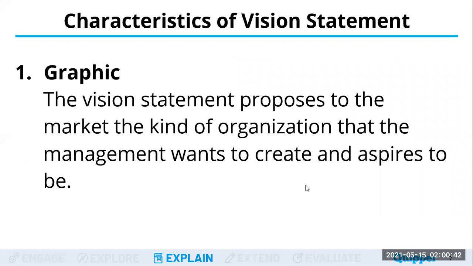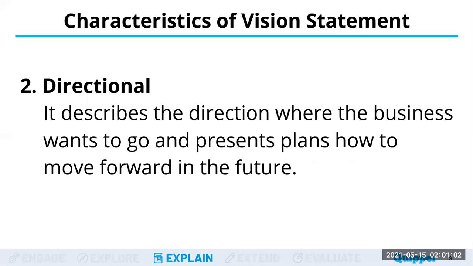First is graphic. The vision statement proposes to the market the kind of organization that management wants to create and aspire to be. So what kind of organization do you have? You should be able to visualize it in the mind of the market and also of your employees. Directional: it describes the direction where the business wants to go and presents plans on how to move forward in the future. Like I told you, be the best business in this city or in this country. So you have a direction. This is what you want to reach.